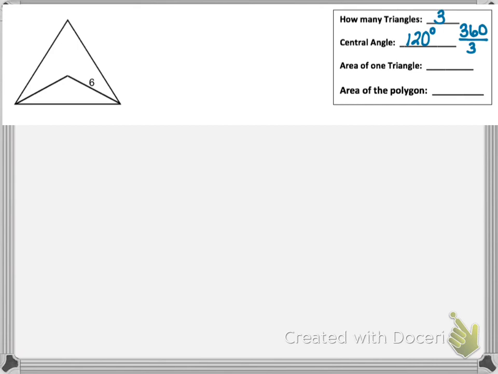So, I've got both my radii here. That's really nice. I'm going to go ahead and right here, drop down that apothem. Now, I just found out that from one radius to the other, that central angle is 120 degrees.